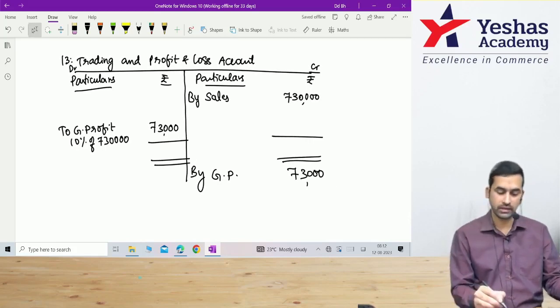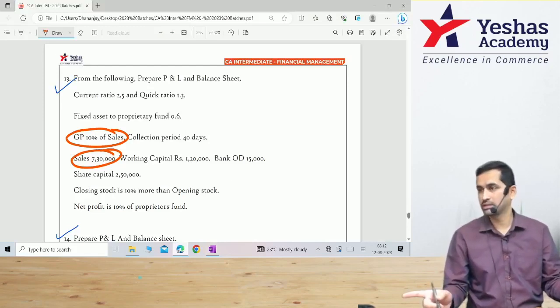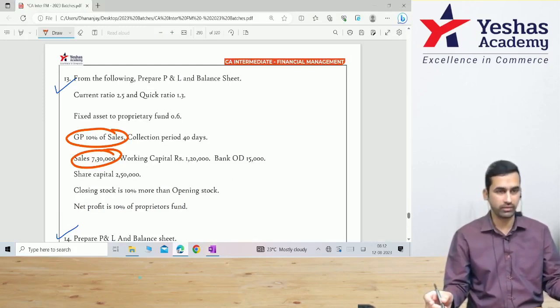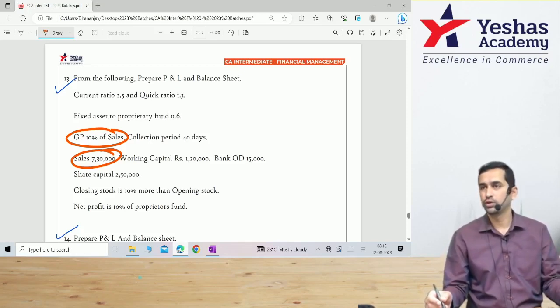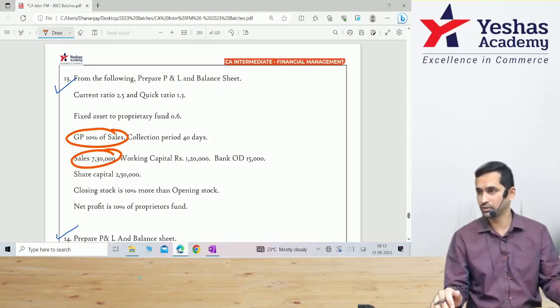Is there anything that I can fill in trading P&L? Working capital is current asset minus current liability. That won't come here. Bank OD will not come. Share capital, no, not in P&L. Closing stock is 10% more than opening stock. Now for this to be filled, I should know either opening stock or closing stock. From sales, if I take out GP, I will only get to know cost of goods sold. But that is not enough because I still don't know even purchase. Able to understand? Therefore, though I have some information, I can't fill anything as of now.